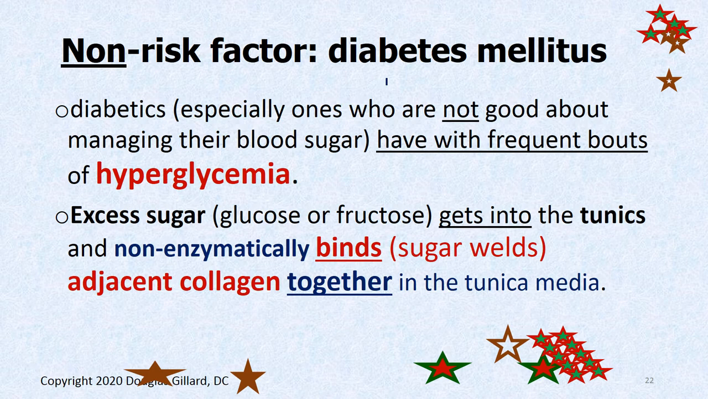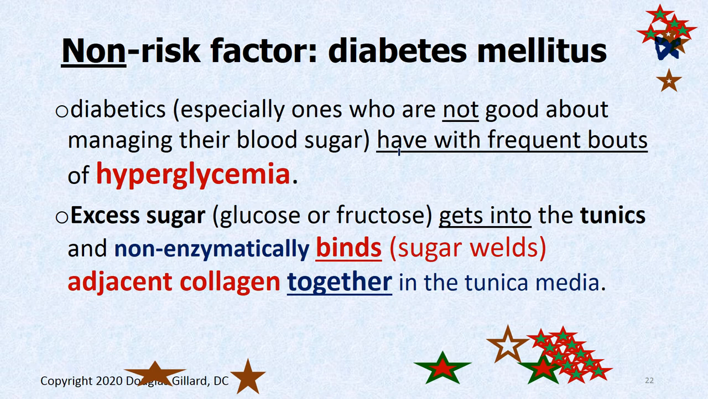There are some non-risk factors. I always ask this one, lots of stuff. This is for aneurysm, this is a non-risk factor. Diabetes mellitus. And you think diabetes is a risk for everything, but this is one exception. Not saying that it's good, but it does protect against aneurysm and a bleed.